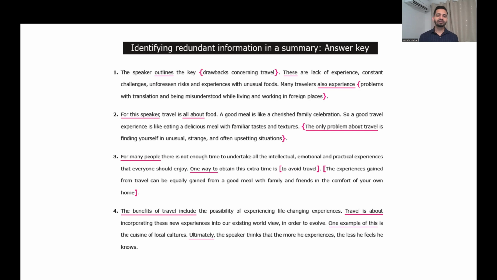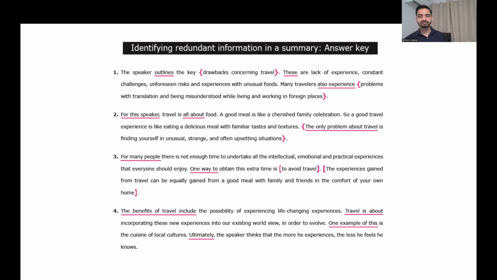Number 3, for many people, there is not enough time to undertake all intellectual, emotional, and practical experiences that everyone should enjoy. One way to obtain this extra time is to avoid travel, not mentioned in the transcript. So you're going to put a square bracket. The experiences gained from travel can be equally gained from a good meal with family and friends in the comfort of your own home. That is also not mentioned in the transcript. So that means that option is not going to be correct as well.